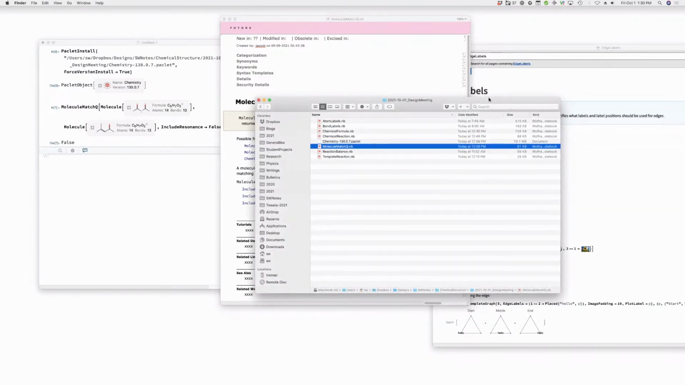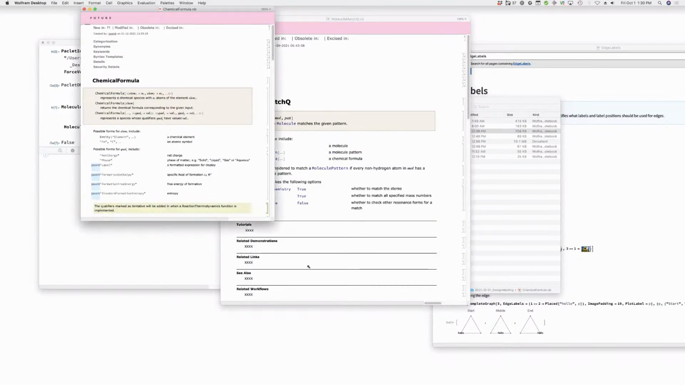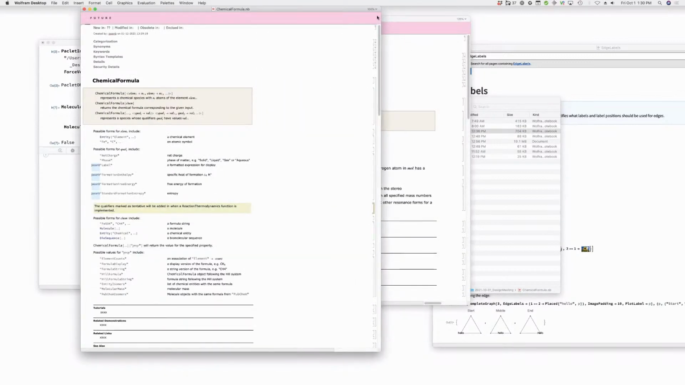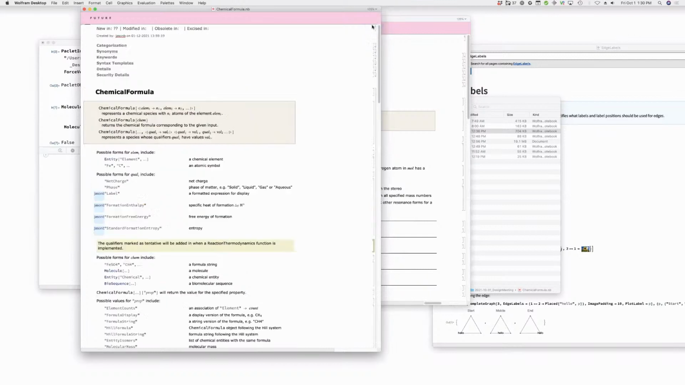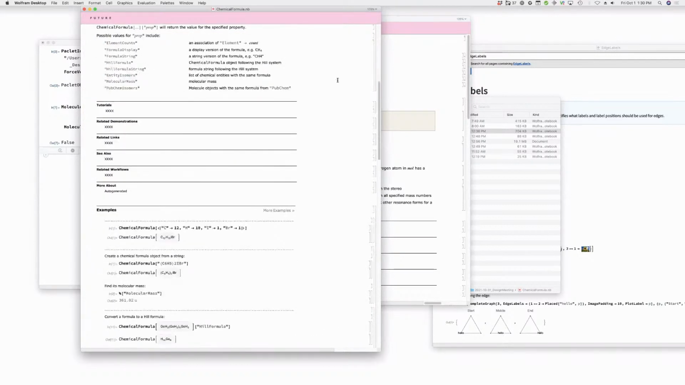All right, onward. Next, what's the next function? I would say chemical formula. Okay, what is this puppy doing? This one is the one that actually makes, wait a minute, what is this doing? So it is a symbolic representation of a species with a particular formula. It's basically not as good as molecule, but this is what you normally see in a text, C6H8 or something.